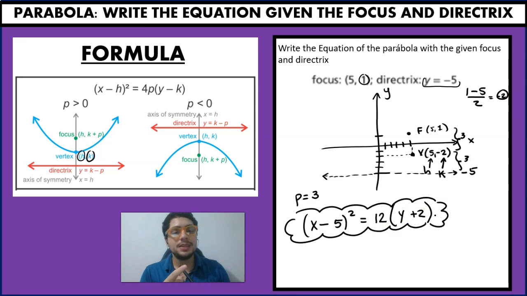So the first thing we did is that we did a small draft to see where our directrix is, where our focus is, in order to see where our vertex is, find our value of p, so the distance, and basically just substitute in our formula. So that's pretty much it for today, guys, and I'll see you guys on the next one.